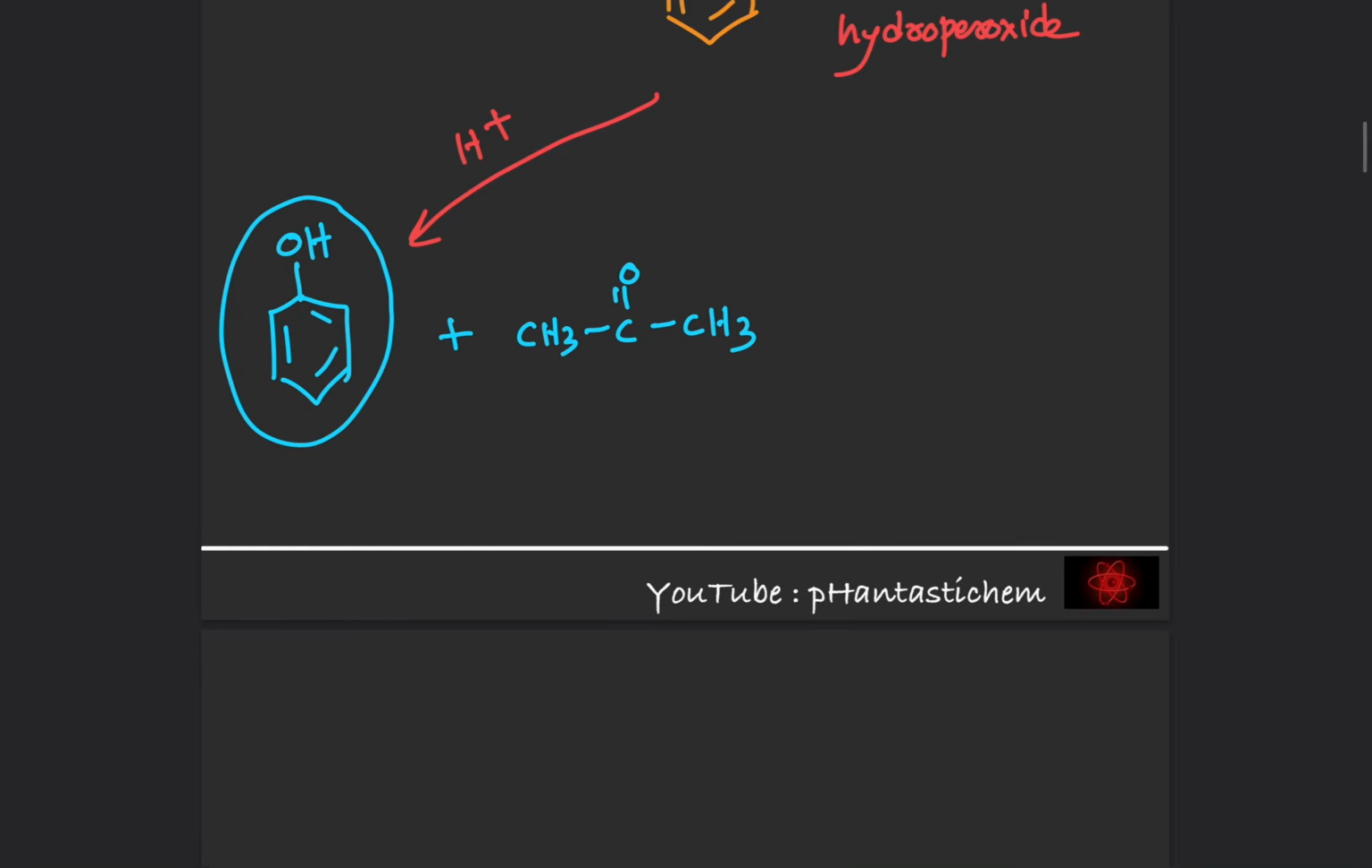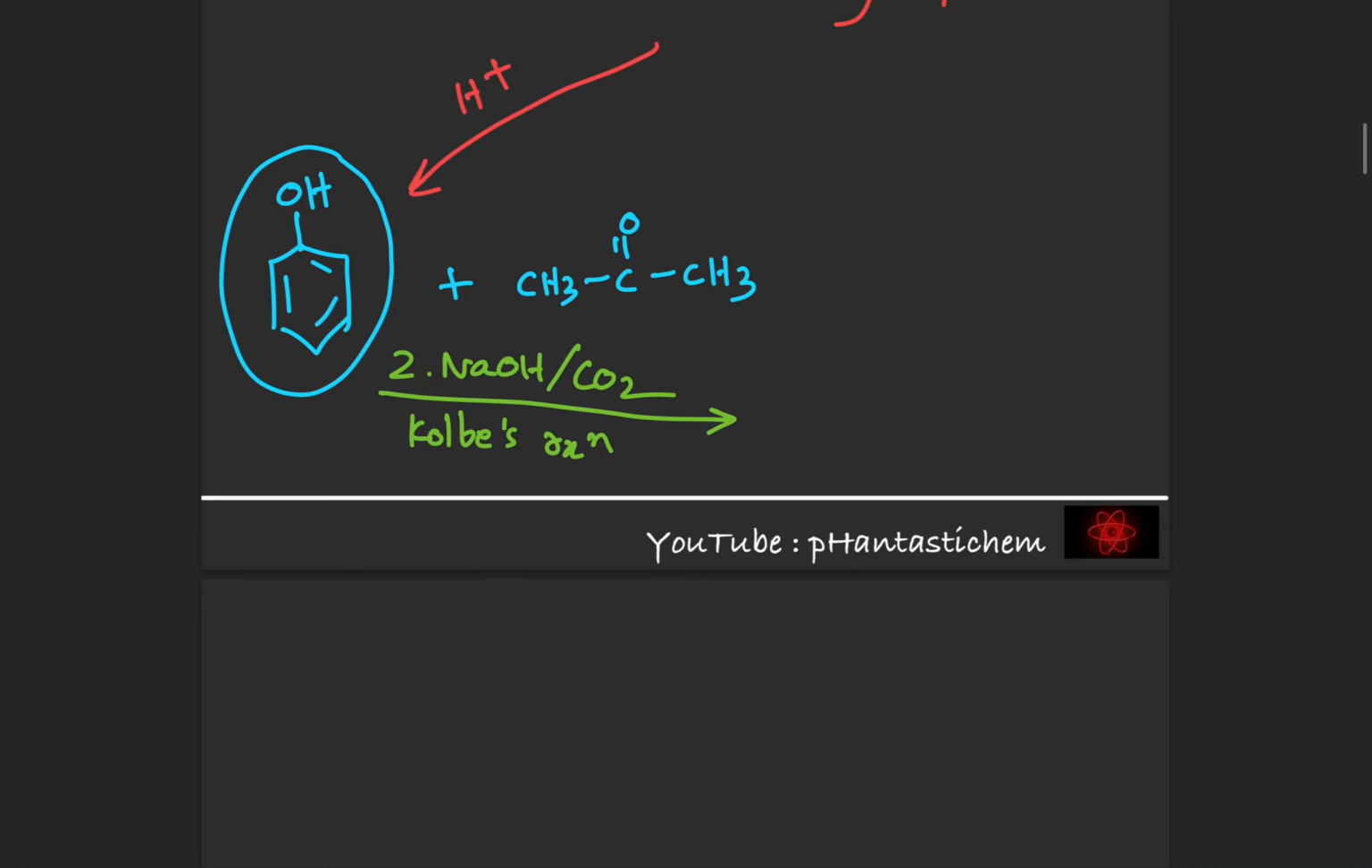And then we subject phenol to the second set of conditions, that is NaOH and CO2. Okay, so we subject phenol to NaOH and CO2, and this is nothing but Kolbe's reaction. Okay, and phenol upon Kolbe's reaction, we will get OH and C=O Na. Okay, and this guy is known as sodium salicylate.